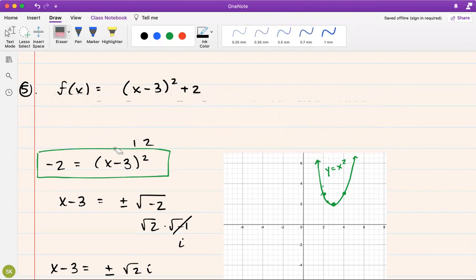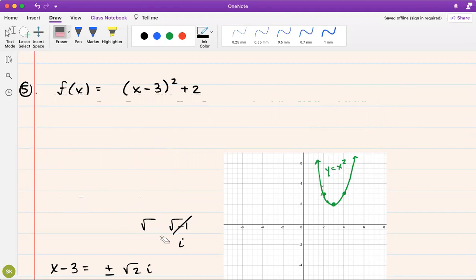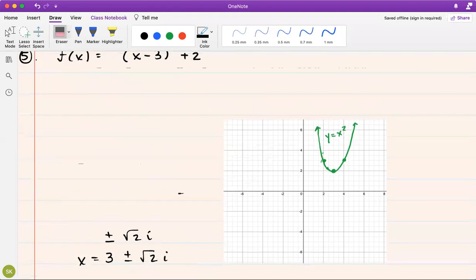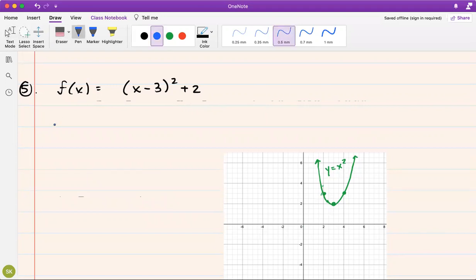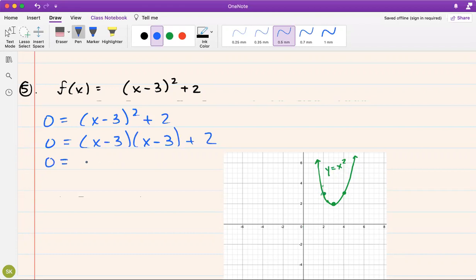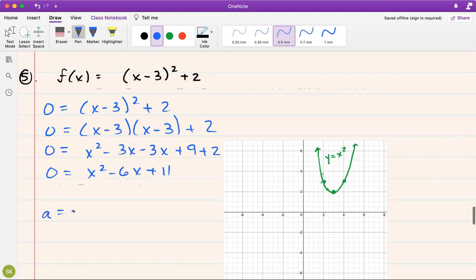So for this last problem, we found the roots by moving that 2 to the other side when we set it equal to 0. And you see we got 3 plus or minus 2i. Let's use the quadratic formula just so that we have another way to view this. Okay, so we set this equal to 0. And then we're going to FOIL this x minus 3 squared and then add 2 to it. So we get x squared minus 3x plus 9 plus 2. So we get 0 is equal to x squared minus 6x plus 11. So this is the general form where a is equal to 1, b is equal to negative 6, and c is equal to 11.